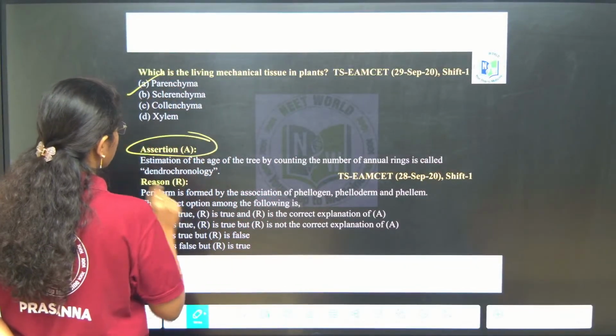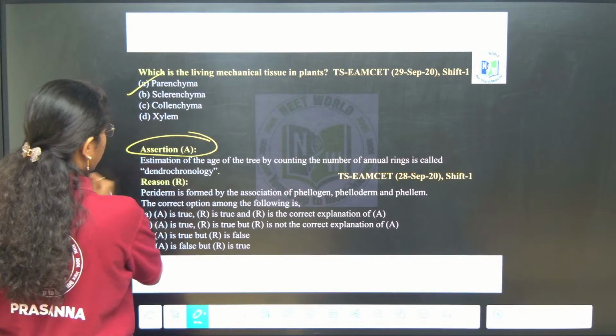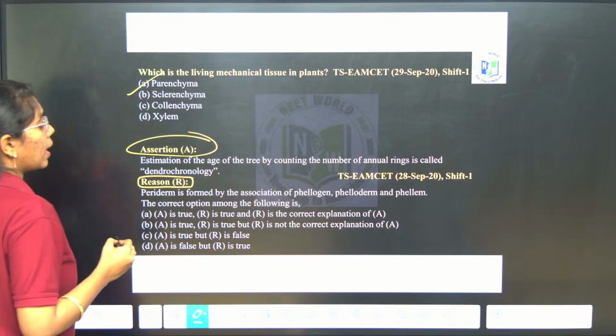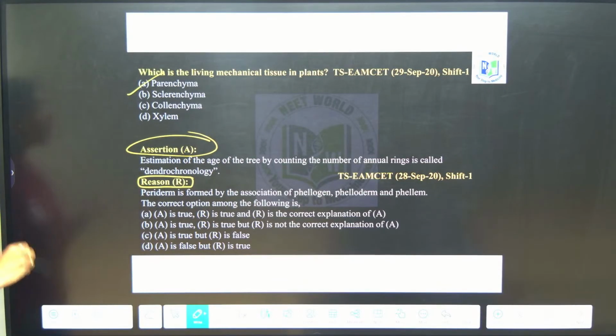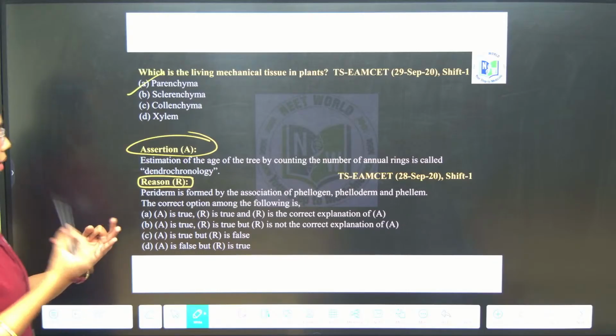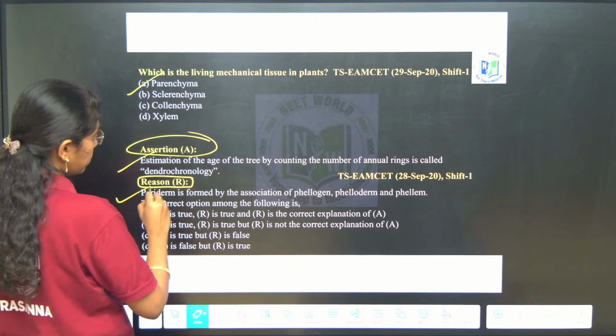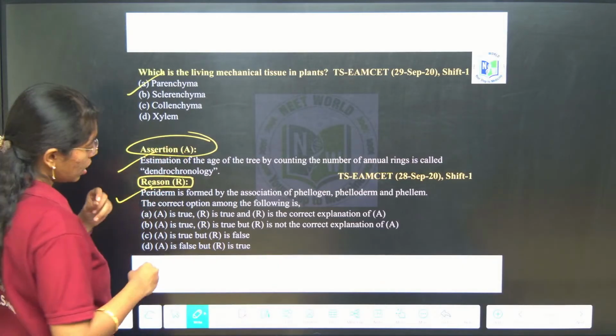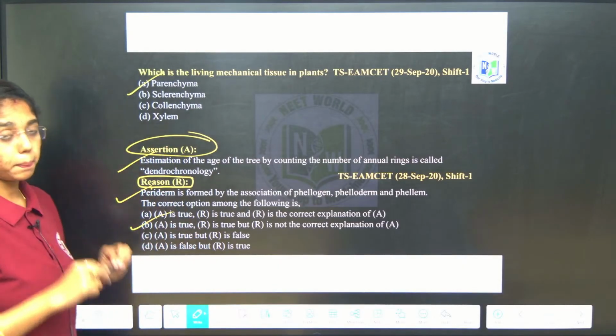Next, assertion and reason type of question, you see carefully. Estimation of the age of a tree by counting the number of annual rings is called dendrochronology, correct. Periderm is formed by association of phellogen, phelloderm and phellem, true. So both statements are true, but nowhere is the reason explaining the assertion. In this case, you will go with option B.